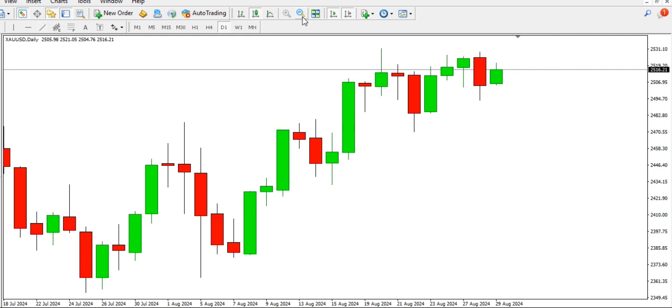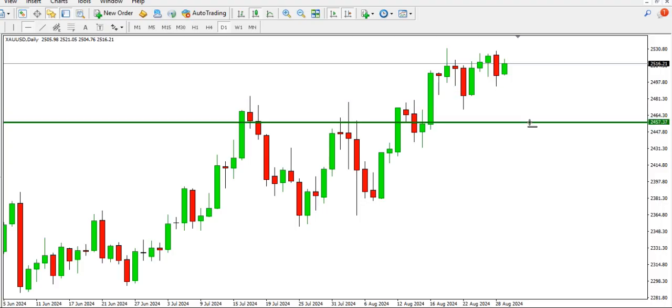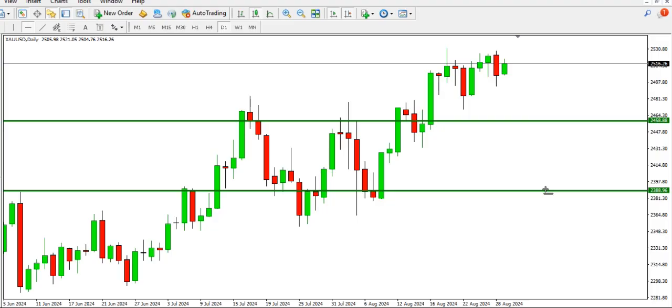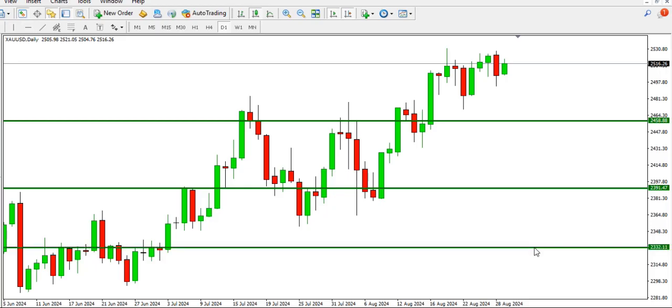But if price is going to drop, where are the demand levels where price might likely test before going up? We have a level around here, that's the 2458 level. We have another level around here, that's the 2391 level. We have another demand level around here, that's the 2332 level. Those are the levels that we expect price to get to, and then find some buyers and continue to go up. But the overall direction for the price of gold is still bullish.